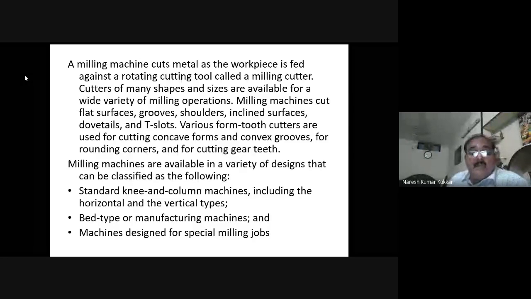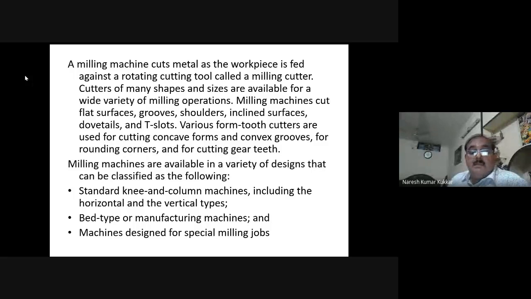Milling machines are available in a variety of designs that can be classified as standard knee and column machines, including horizontal and vertical types, bed type or manufacturing machines, and machines designed for special milling jobs. Only for special milling jobs, some machines are designed where other operations cannot be done.